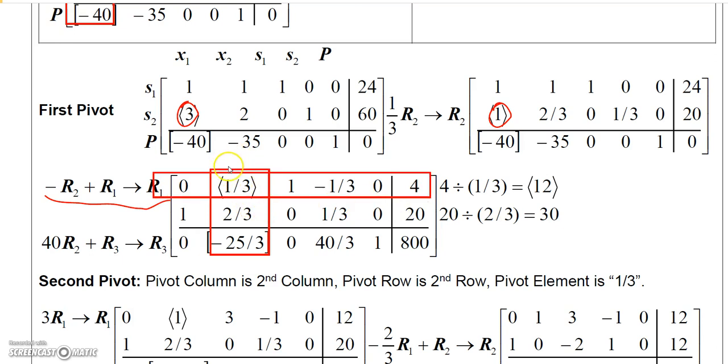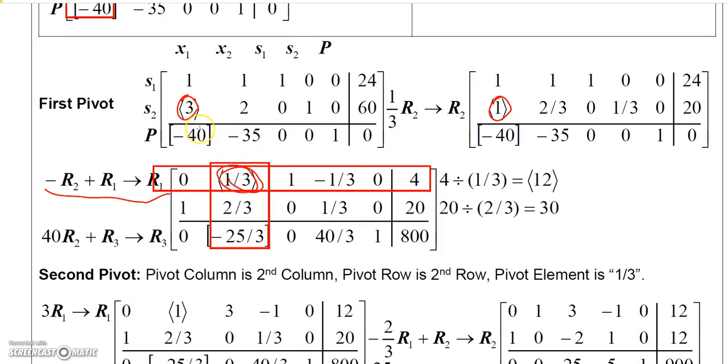Now I don't have the columns labeled here, but this is the X2 column. So I know X2 is going to enter when I do this pivot, and this row is associated with S1, so S1 is going to exit. Alright, now I know where the column and the row intersect is right here at the 1/3. So I'm going to pivot on that 1/3.